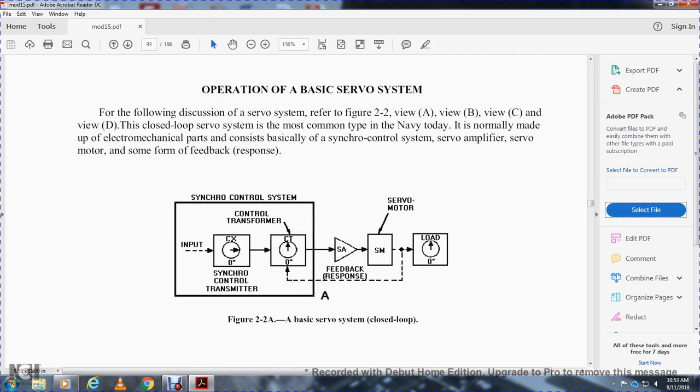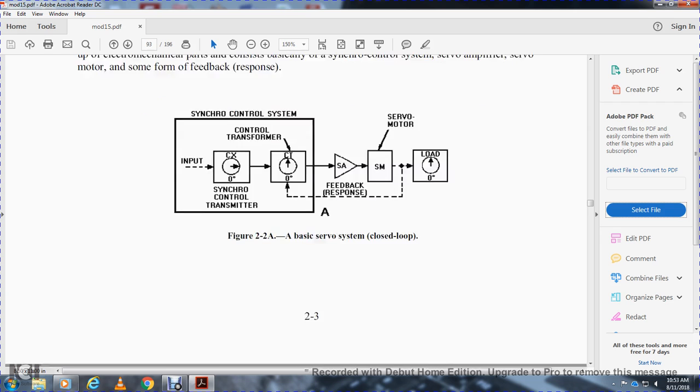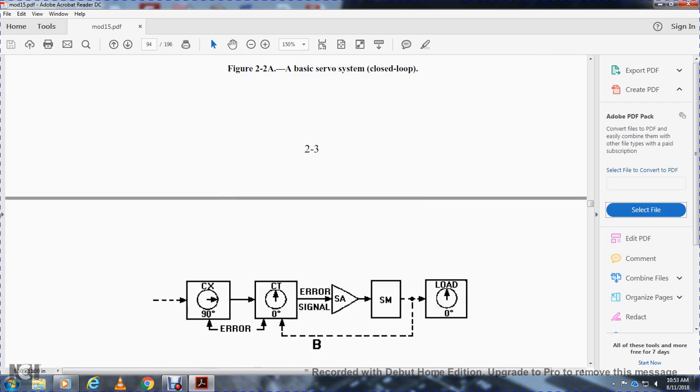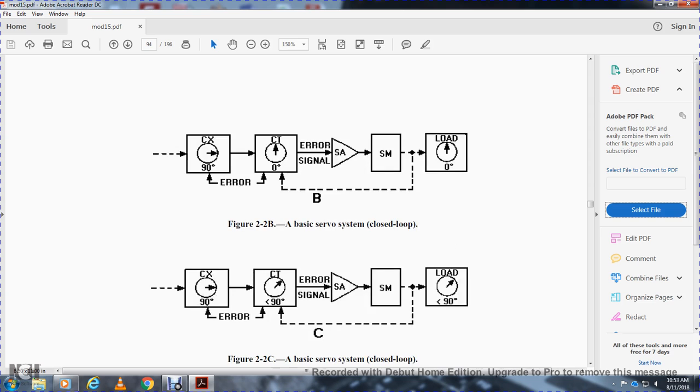The synchro control system input goes to the synchro control transmitter, the control transformer, and into the servo amplifier, the servo motor, and then the load dial. From there, between the servo motor and the load, it goes to the feedback response back to the control transformer. The control transmitter is at 90 degrees, with an error signal between it and the control transformer. The error signal is sent to the amplifier, then to the motor and the load, and back between the motor and the load to the control transformer.